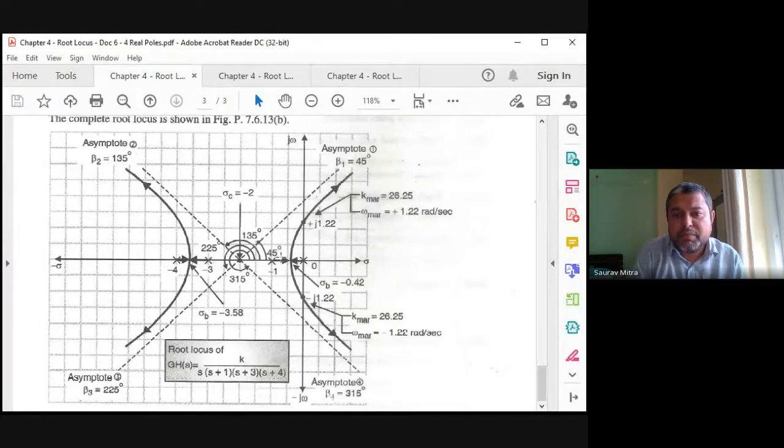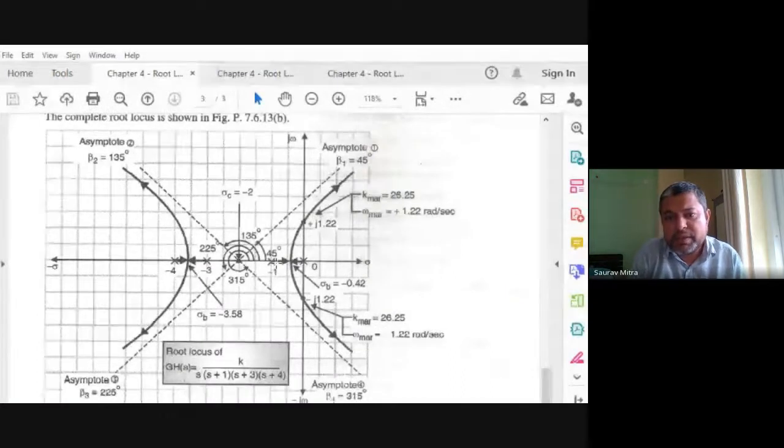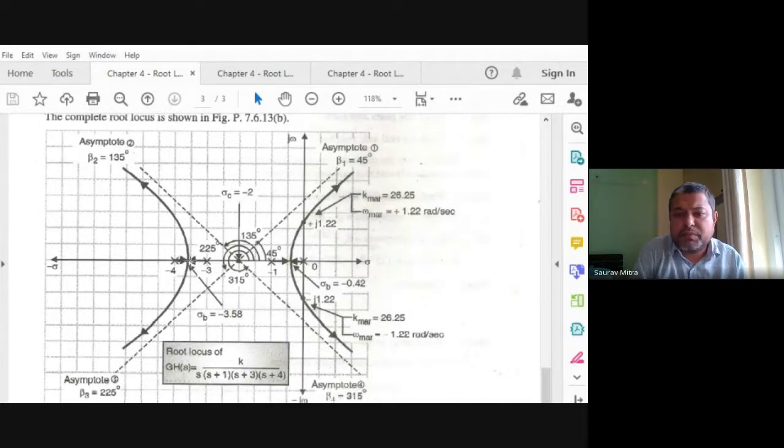But check any point between 0 and minus 1. Take minus 0.5. In the right side, there is only one pole, that is the pole at 0, the origin. That means between 0 and minus 1, root locus will be there. Similarly, you can take minus 3.5, 3.2, 3.9, 3.7. Towards their right side, there are a total of three poles, which is an odd number of poles.